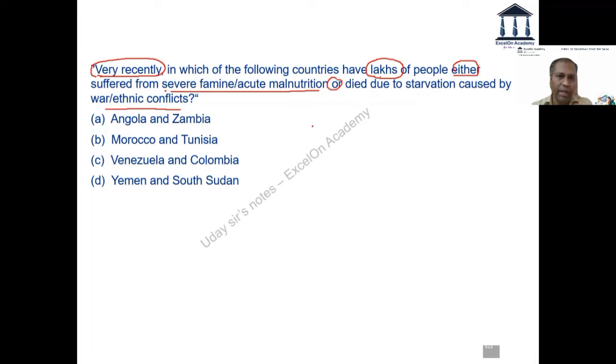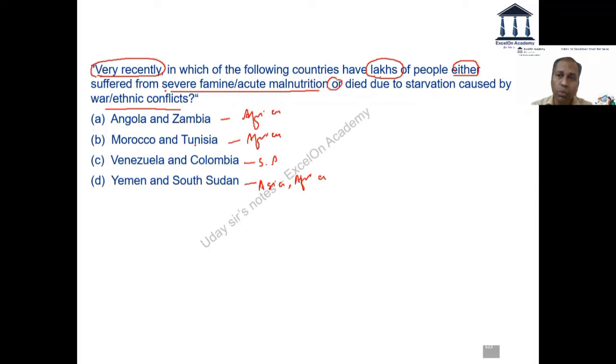The first one is Angola and Zambia. Okay, so Angola and Zambia, both of them are Africa. Morocco and Tunisia, again Africa. Venezuela and Colombia is South America. Yemen and South Sudan. So this one is Asia, as in Middle East, and South Sudan is Africa. Okay. Now what I'll do is suffered from severe famine or acute malnutrition.